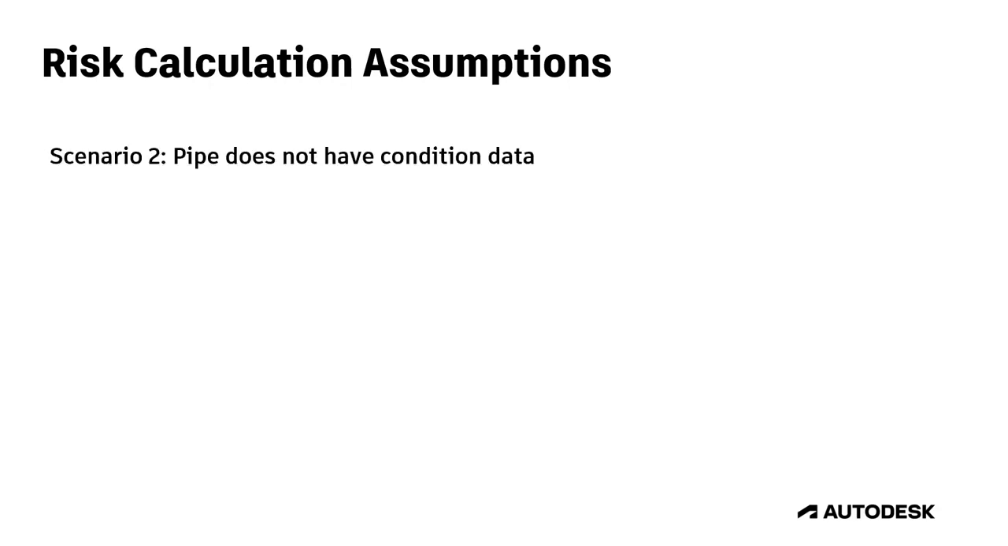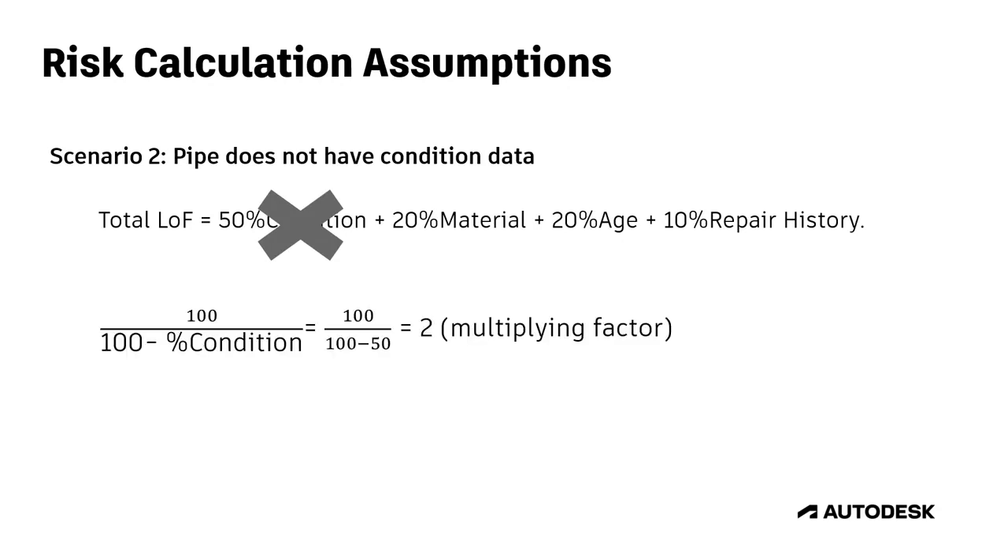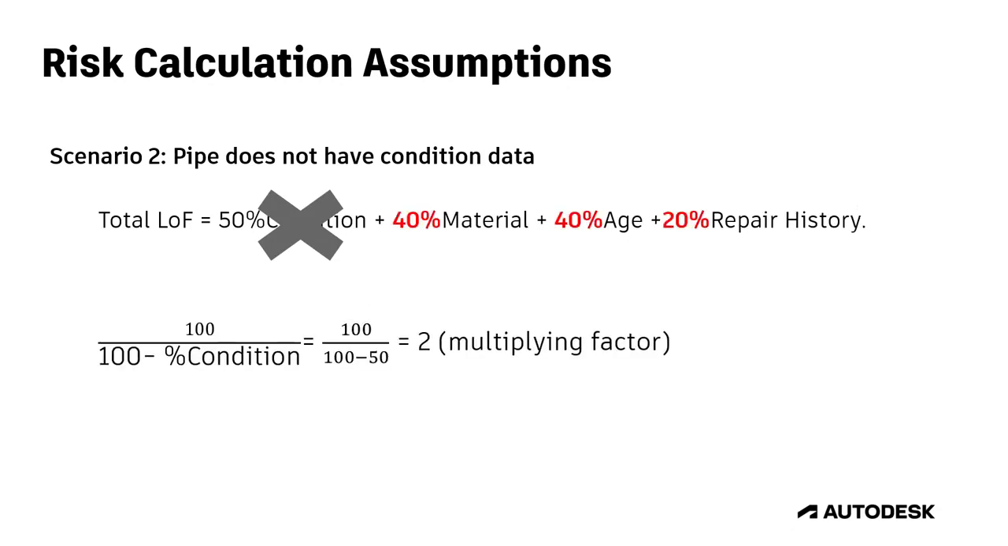Now let's consider a scenario where condition data has not been collected for a pipe and is not available in Info360 Asset. In the total LOF calculation, the condition category will be completely excluded. This means the other LOF categories will have a higher impact to the total LOF score, and the weight for these categories will have to be adjusted either manually or automatically in Info360 Asset.